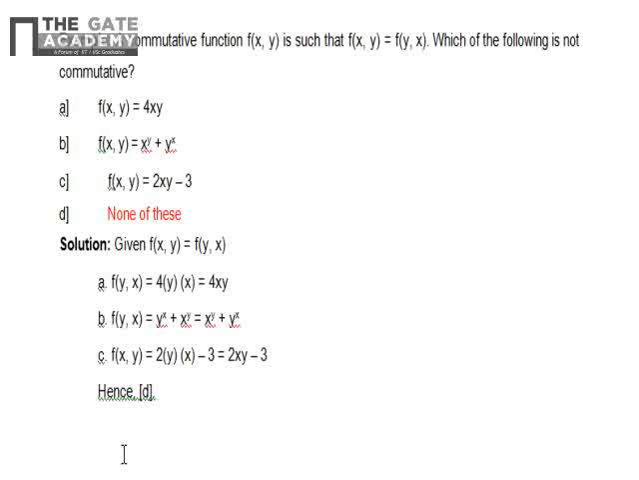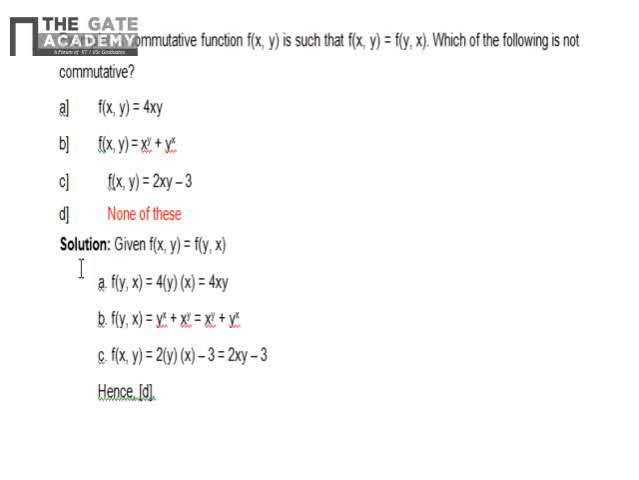This is one more example. A commutative function is such that f of xy is equal to f of yx. Which of the following is not commutative? So in this option there are three functions given, and option D is none of these. So we'll see how to solve this.